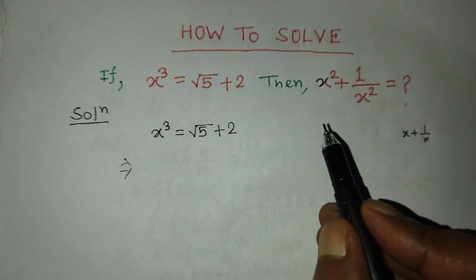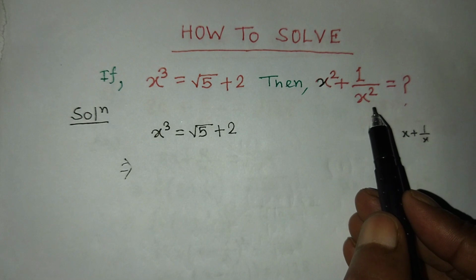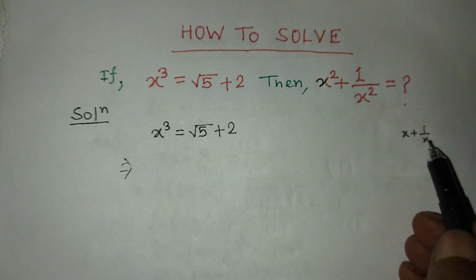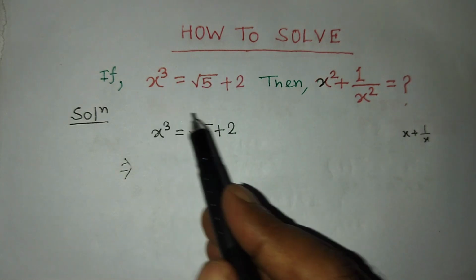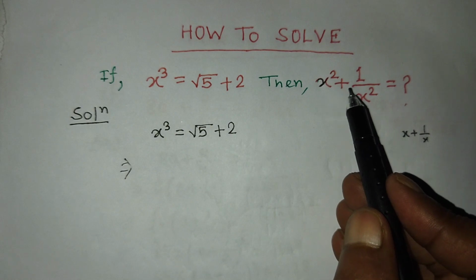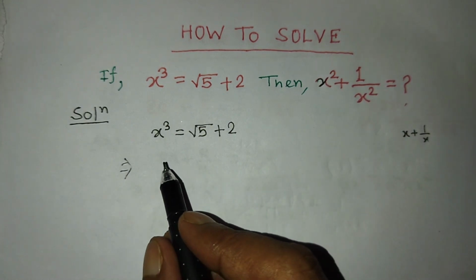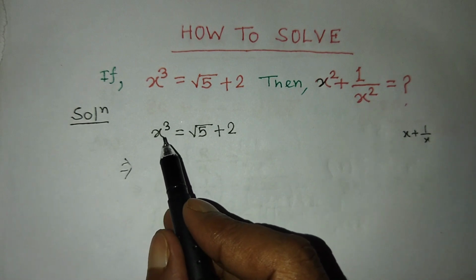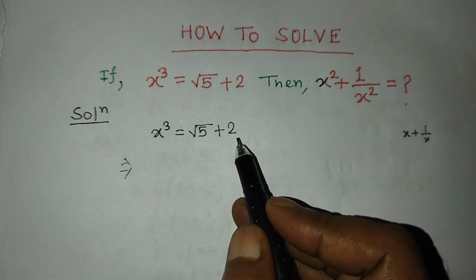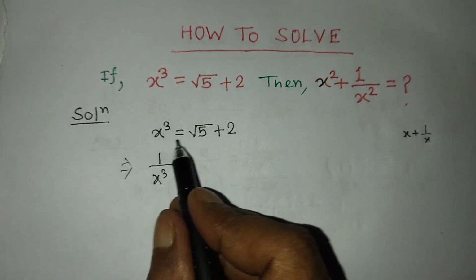So student, to find the value of x square plus 1 over x square, first of all we have to find the value of x plus 1 by x from this equation. Then we are able to find the value of x square plus 1 over x square. So my dear student, our given algebraic equation is x to the power 3 is equal to root 5 plus 2. So student, we have to find the value of 1 by x cube from this equation.